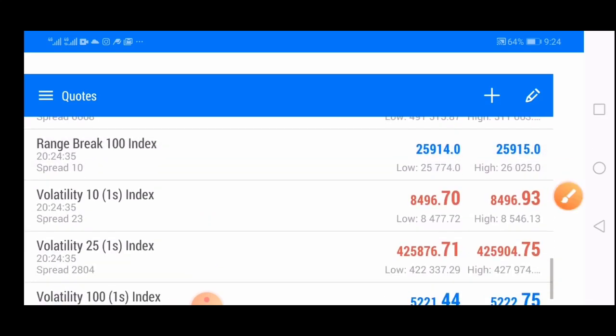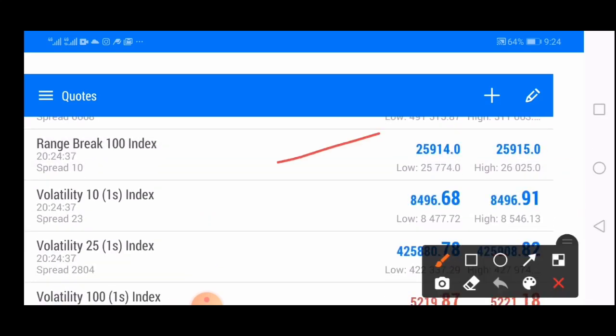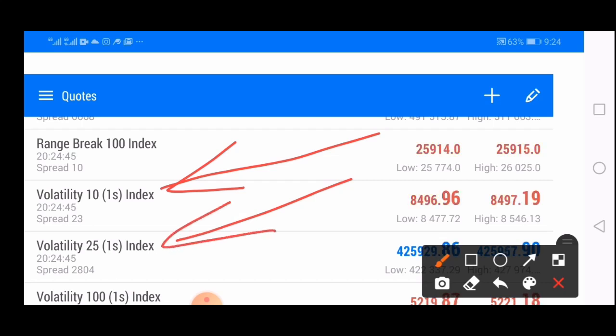Then the third asset is volatility 10 1S index, and the fourth asset is volatility 25 1S index, and the fifth asset, which happens to be the last asset, is volatility 100 1S index. So these are the 5 volatility synthetic assets that best work with this strategy.